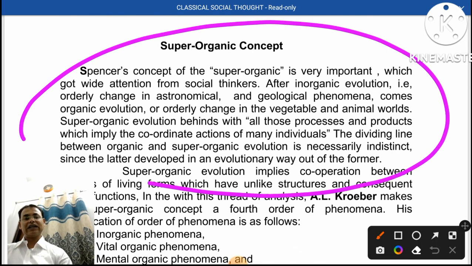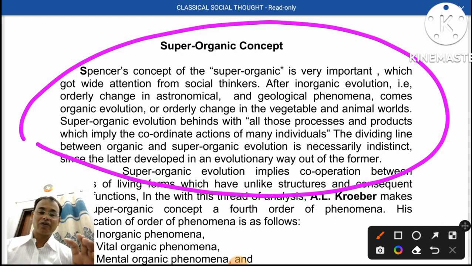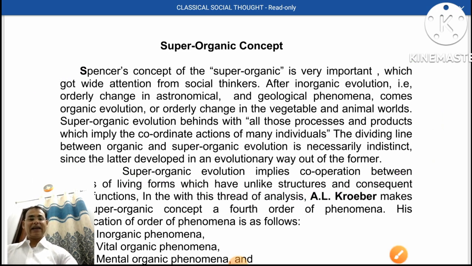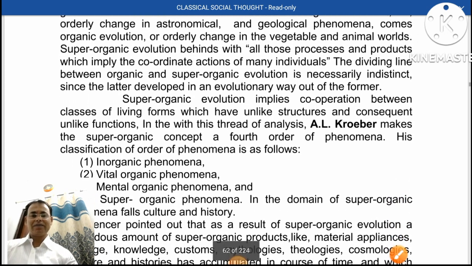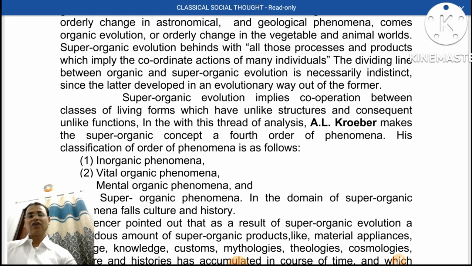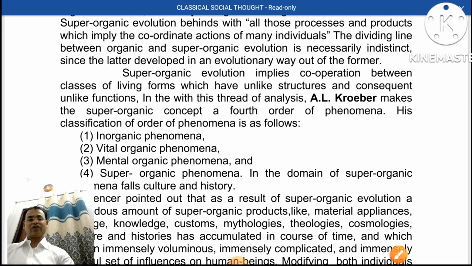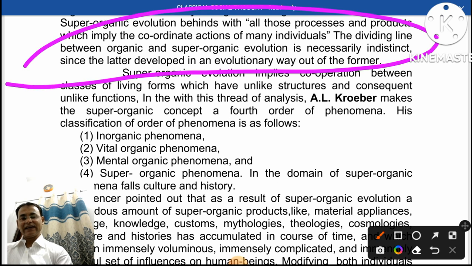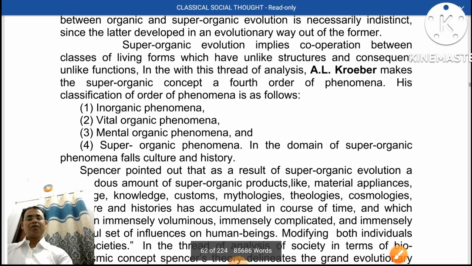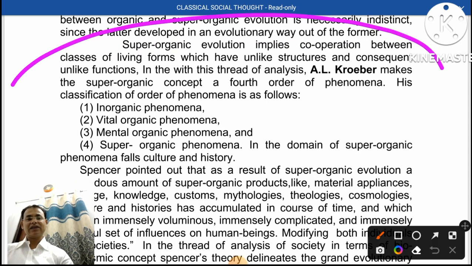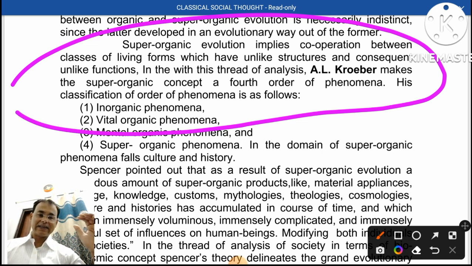Spencer's concept of the superorganic is very important, and got wide attention from social thinkers. After inorganic evolution, that is orderly change in astronomical and geological phenomena, comes organic evolution, or orderly change in the vegetable and animal world. Superorganic evolution deals with all those processes and products which imply the coordinated action of many individuals. The dividing line between organic and superorganic evolution is necessarily indistinct, since the latter developed in an evolutionary way out of the former. Superorganic evolution implies cooperation between classes of living forms which have unlike structure and consequently unlike function.